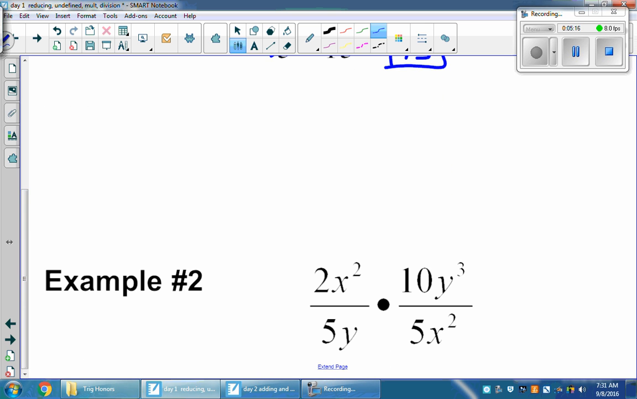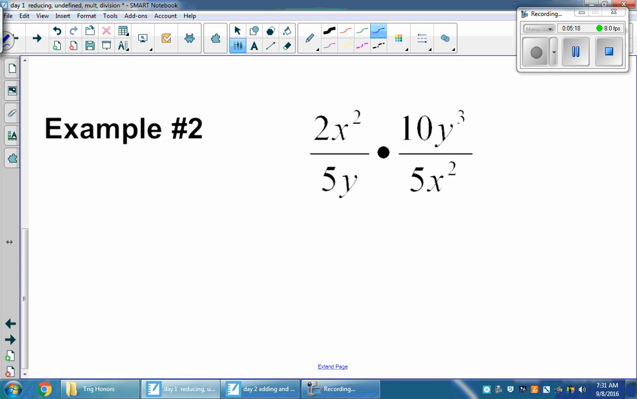Okay, 2, here comes a bunch of multiplying monomials. Same thing. Before we multiply, we're going to reduce. So let's see, must be a top and a bottom. So this 5 cancels out with that 10. 2. Now we have some letters.